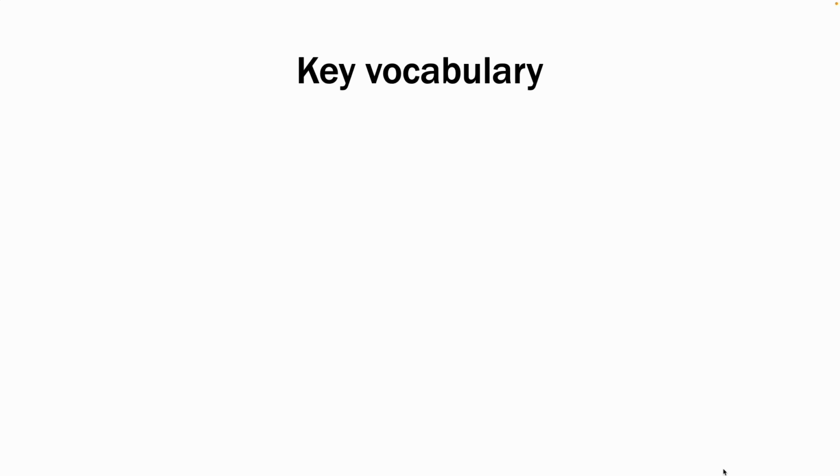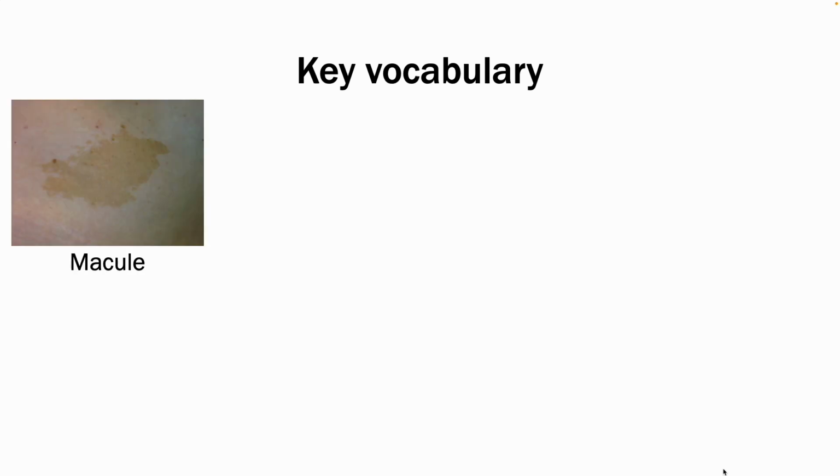So all the photos you'll see are from the website dermnetnz.org. Let's start with the first word, macule. So macules are smooth lesions, typically with color change. They are usually less than 1.5 centimeters in diameter, and very importantly, they're a flat lesion, so you cannot feel them when you run your finger across them.